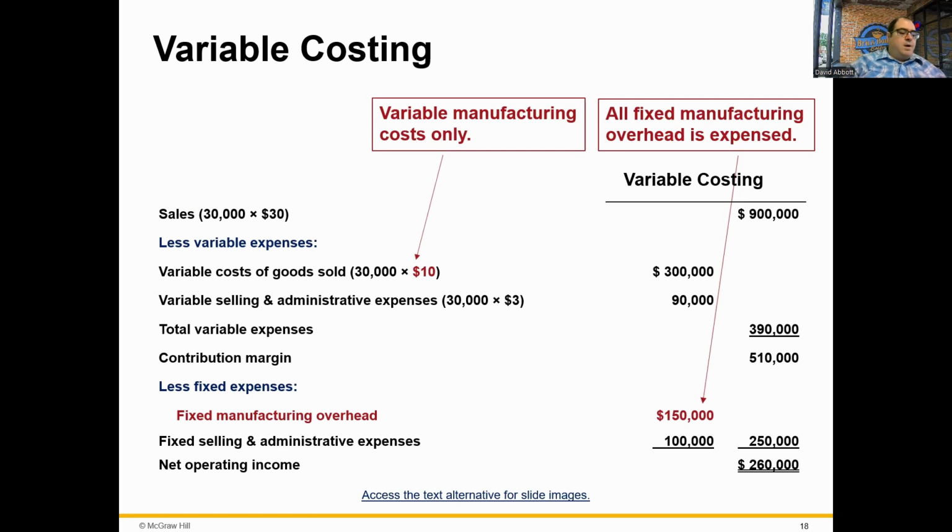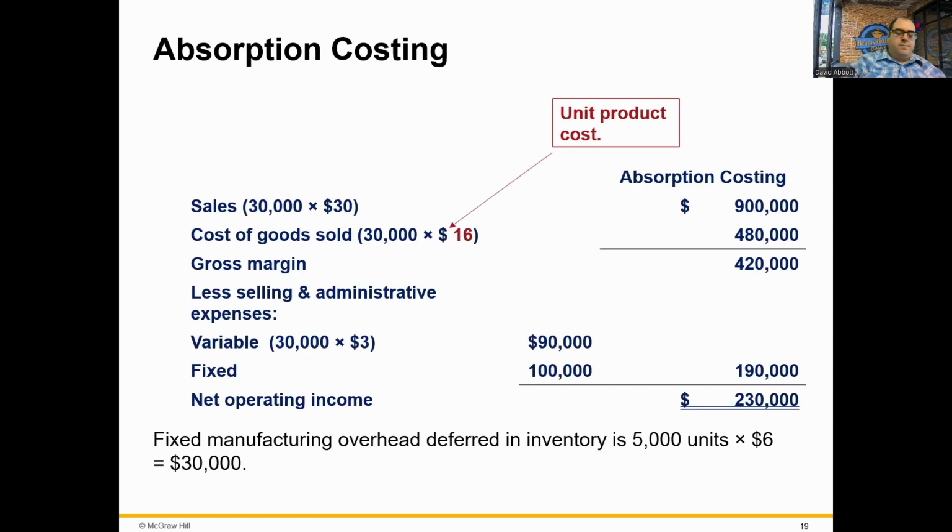And then under absorption costing, the unit product cost is $16. The fixed manufacturing overhead cost released from inventory is $30,000. Again, that's 5,000 units times $6 per unit. So that was what was left over from the previous period. And then the net operating income is going to be $230,000.